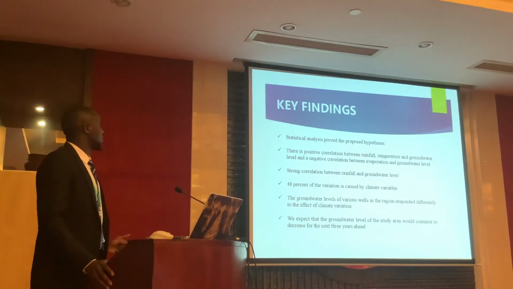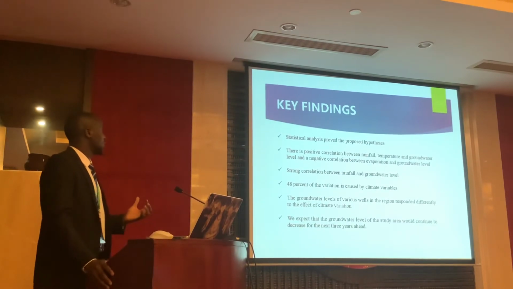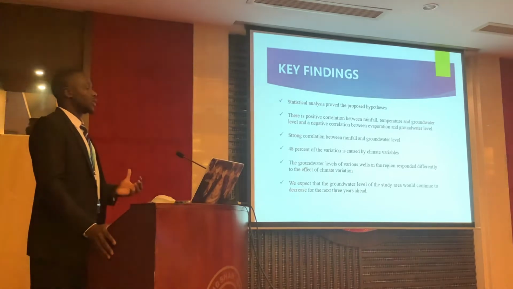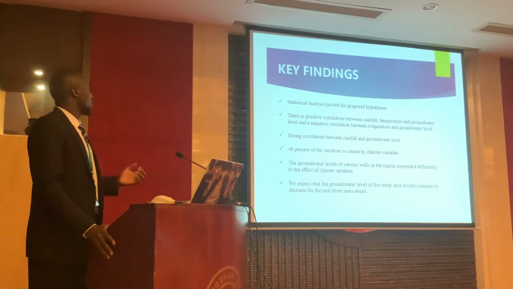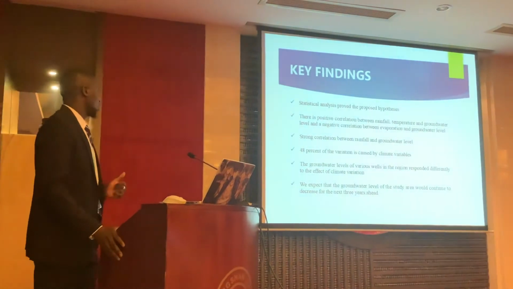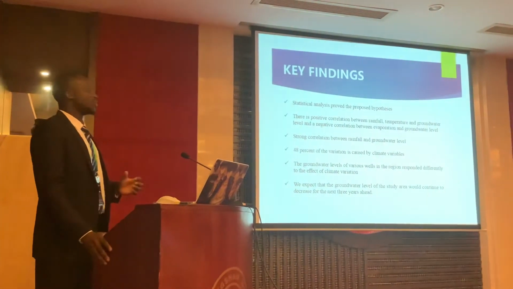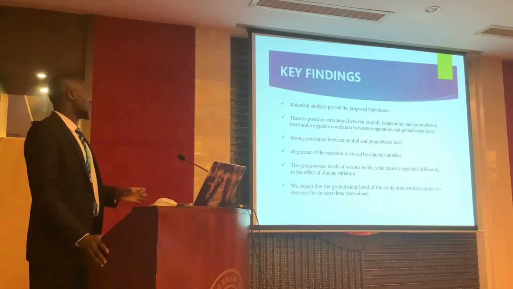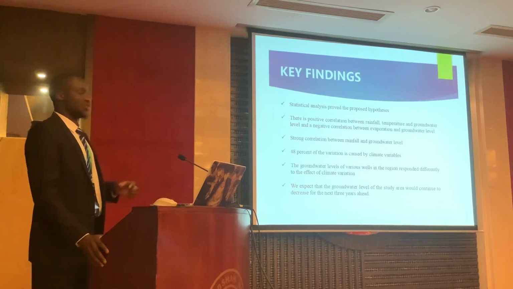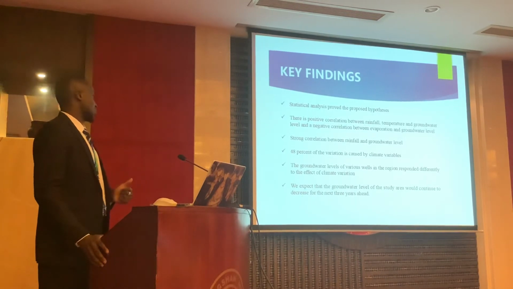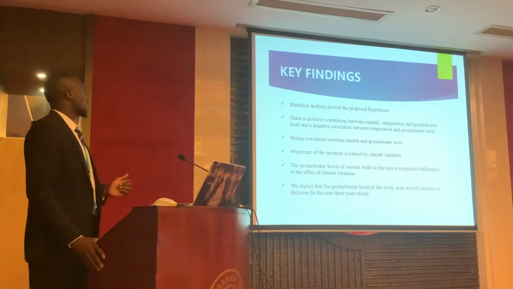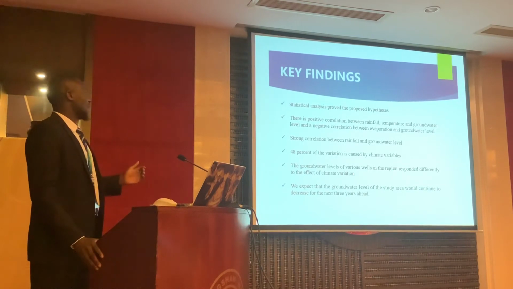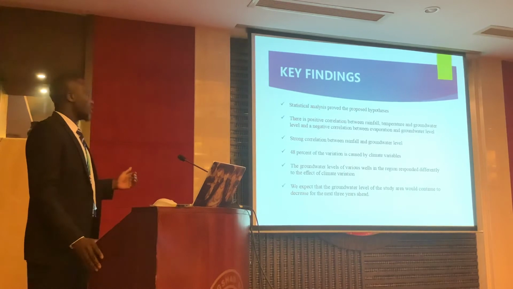Our key findings: statistical analysis proved our proposed hypothesis. There is a positive correlation with temperature and rainfall, as well as a negative correlation between evaporation and groundwater level. A strong correlation was established between rainfall and groundwater level, which indicates rainfall is the most significant climate variable affecting the groundwater level in the Gambia, especially in our study area. 48% of the variation is caused by climate variables based on the R square, and this sends a signal about where the remaining 52% lies, which calls for further research.